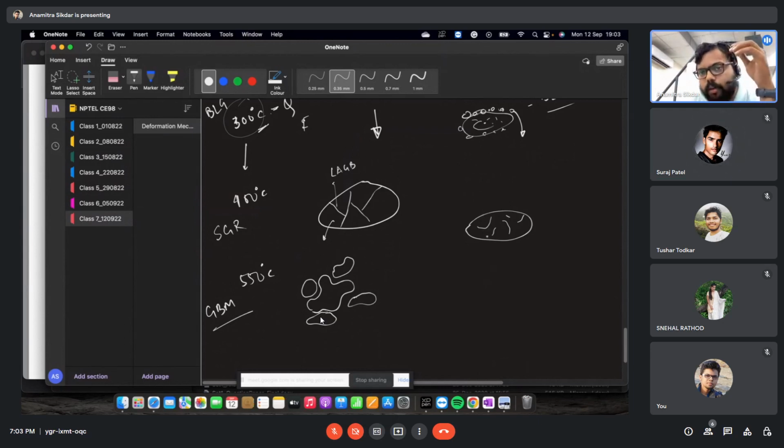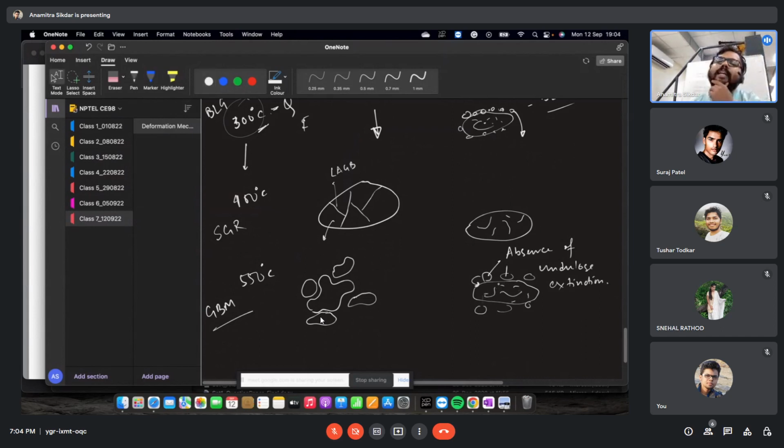Now if you are producing new grains along the boundaries, suppose these grains are produced along the boundaries, and here is your mother grain. So these grains are produced from this grain, right? Here you will see the absence of undulose extinction, but the mother grain will show undulose extinction. So then you can say which are the daughter grains, and of course there will be a huge size difference.